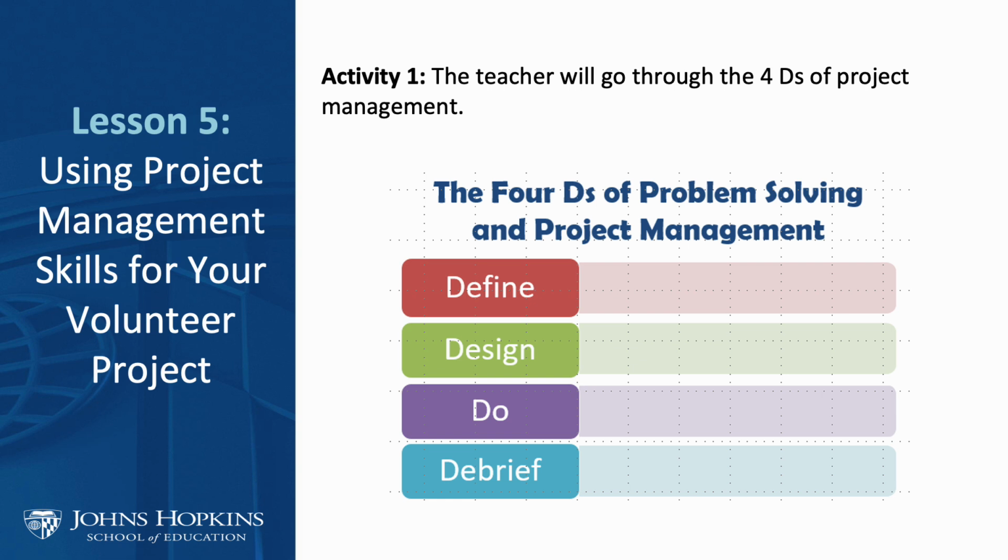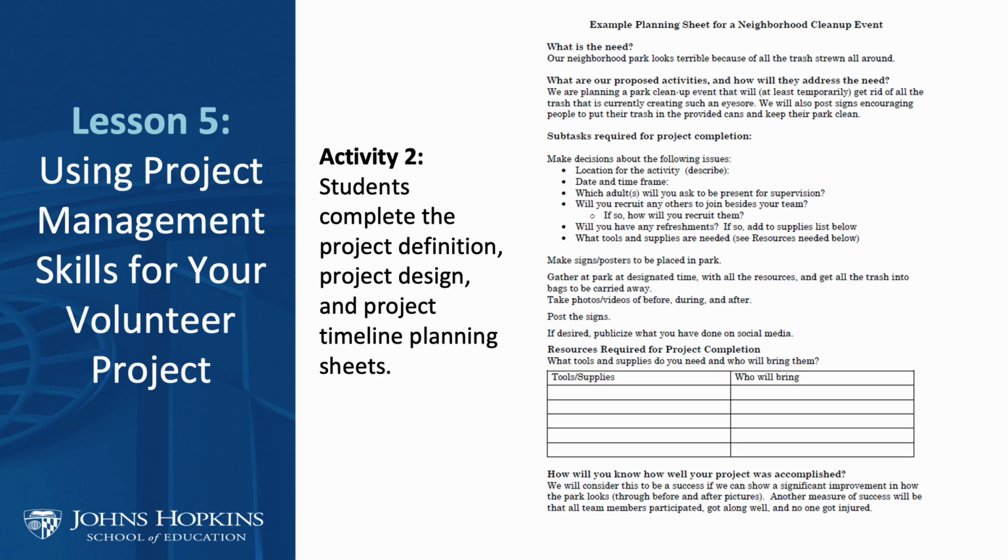In the first activity of Lesson 5, you will explain the 4 D's of project management. These are define, design, do, debrief. In the second activity of Lesson 5, students will define and design their project individually or in their project groups. A planning worksheet is provided as a useful guide in the Student Materials section for Unit 5 in this Google Classroom.